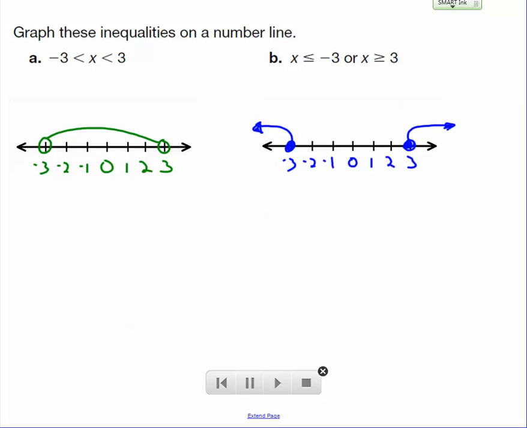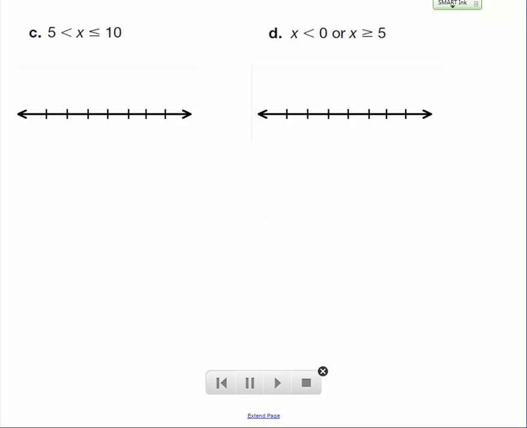Let's do this a couple more times. 5 is less than x, which is less than or equal to 10. So another way to say this would be that x is between 5 and 10, including 10, because it's or equal to. So let's scale this. I'm going to start at 4 and go up to 10. I'm going to put an open dot at 5, and I'm going to put a closed dot at 10 because it's or equal to 10, and then I'm going to join those two. And that's it. I've graphed this compound inequality.